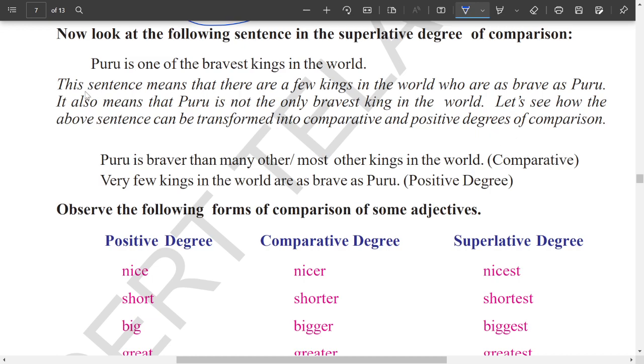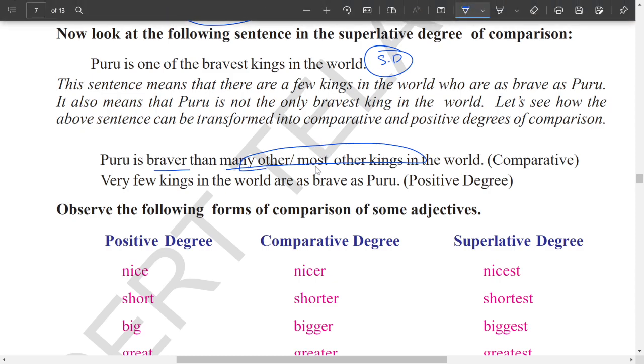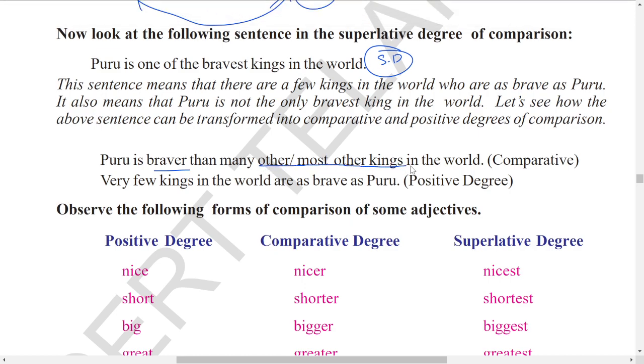If you look at this, Puru is one of the bravest kings. Okay, this is superlative degree here. Now, if you change this into positive and comparative, look at this. Puru is braver than many other or most other kings in the world. Okay, so here we are comparing Puru's bravery with other kings. So for that we are using other and most other kings. Next one, very few kings in the world are as brave as Puru. So this is positive degree here.